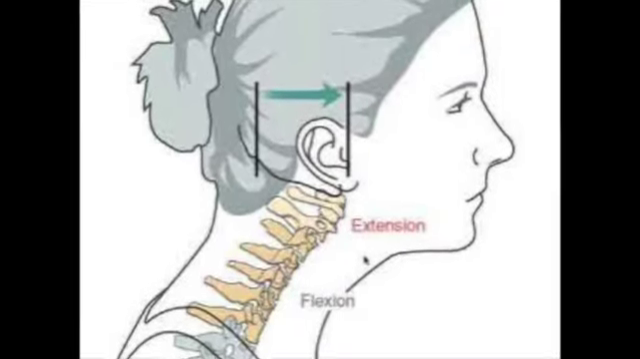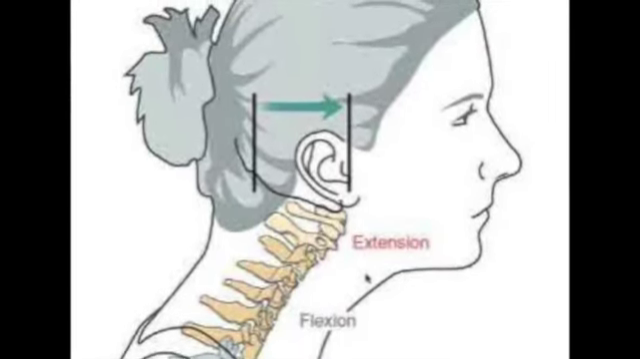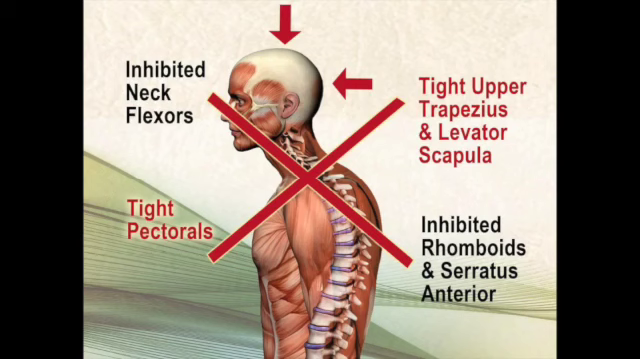This forward head posture is commonly seen with muscle imbalance patterns. It's characterized as overactivity or tightness of your upper trap, your levator, your suboccipitals, as well as your sternocleidomastoid and your pecs. You also have reciprocal weakness on the other side of that coin, meaning your deep neck flexors and your lower scapular stabilizers like your rhomboids and your serratus anterior are no longer active, so it causes that constant hunched forward type posture.